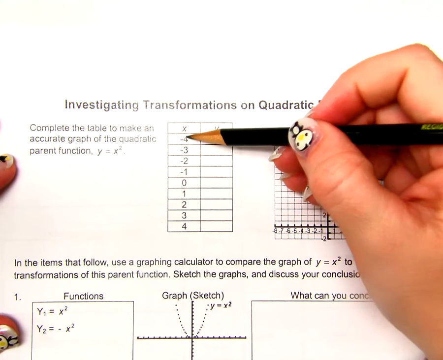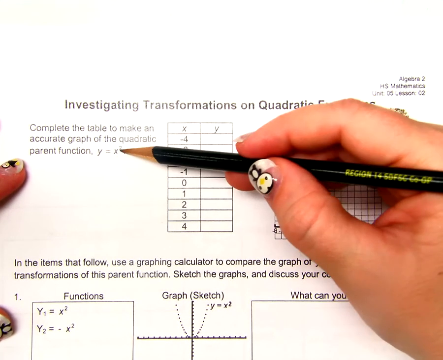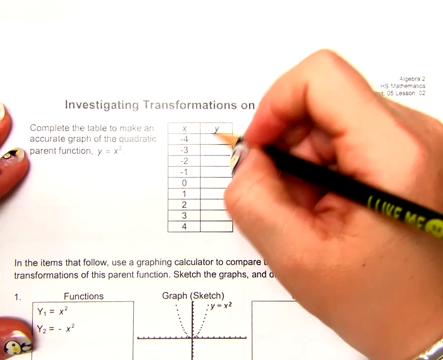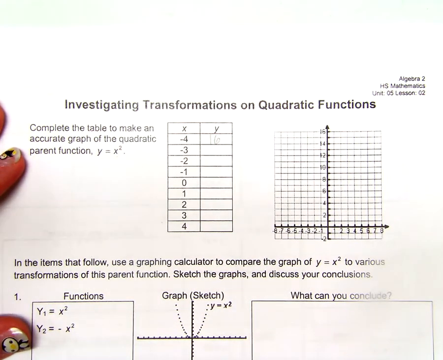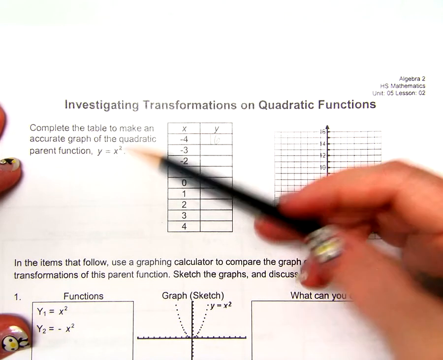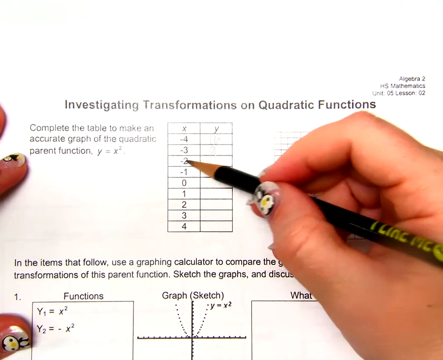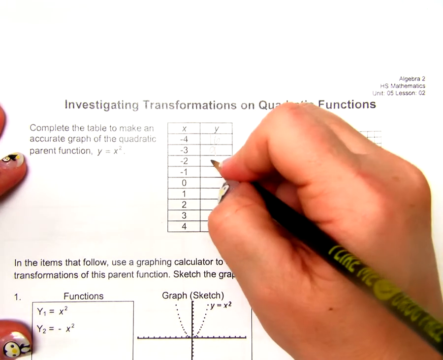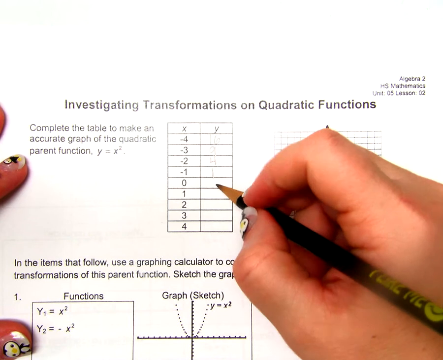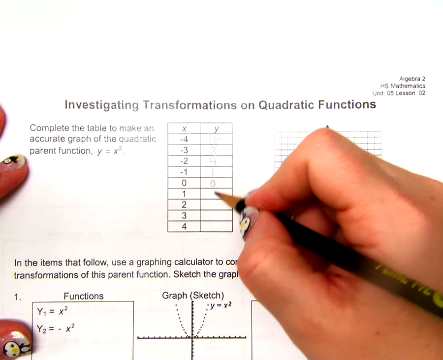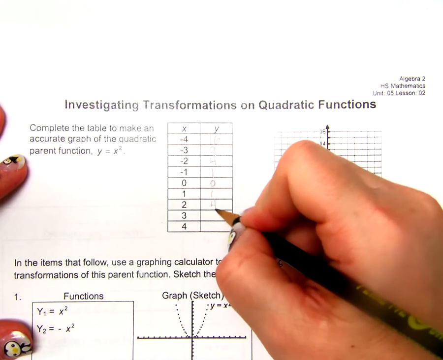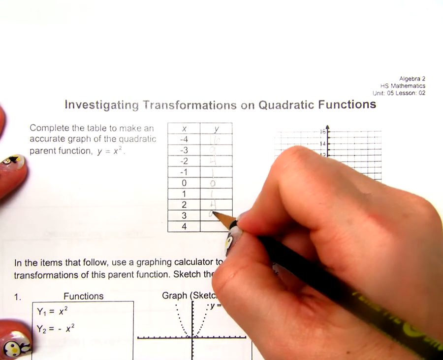So if x is -4, what's -4 squared? What's -4 times -4? 16, right? Not negative, but 16. Okay? What is -3 times -3? 9. -2 times -2? -1 times -1? 0 times 0? 1 squared. 2 times 2? 3 squared. 4 times 4.